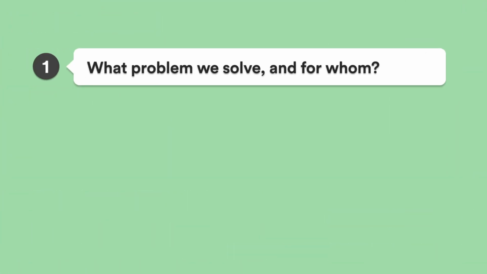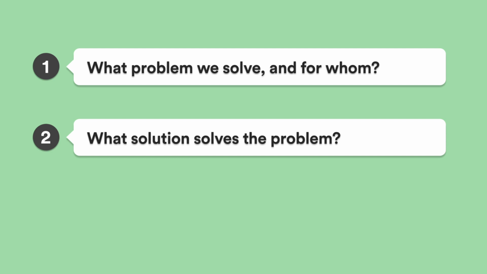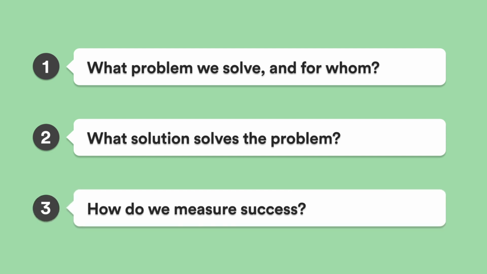While the specifics of the product management process may vary between organizations and industries, a typical modern product management process includes two tracks: discovery and development. So we begin working on a product by discovering what to build. This includes answering the following questions. What problem are we solving and for whom? What solution will solve the problem? How do we measure success?